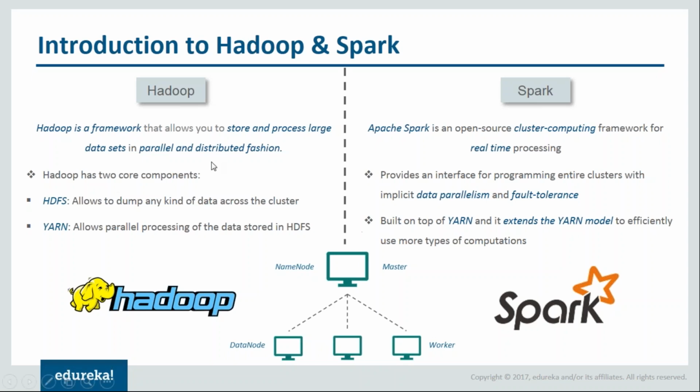And if you see the topology of Hadoop and Spark, both of them have the same topology, which is a master-slave topology. So in Hadoop, if you're considering in terms of HDFS, the master node is known as name node, and the worker node or the slave nodes are known as data node. And in Spark, the master is known as master, and the slaves are known as worker. So these are basically daemons. So this is a very brief introduction to Hadoop and Spark.